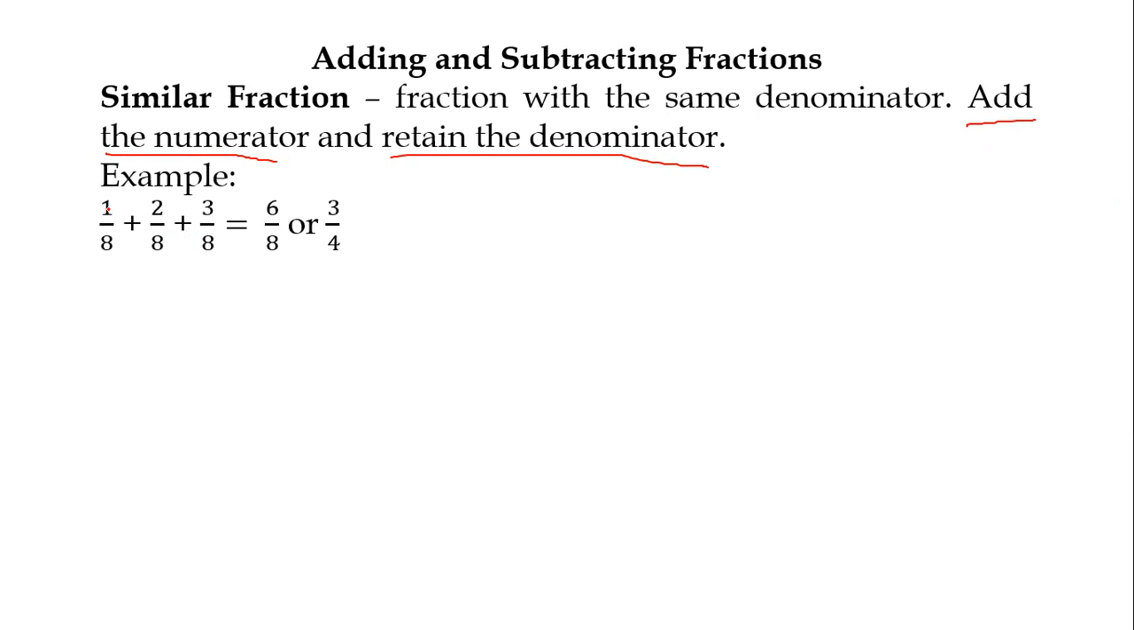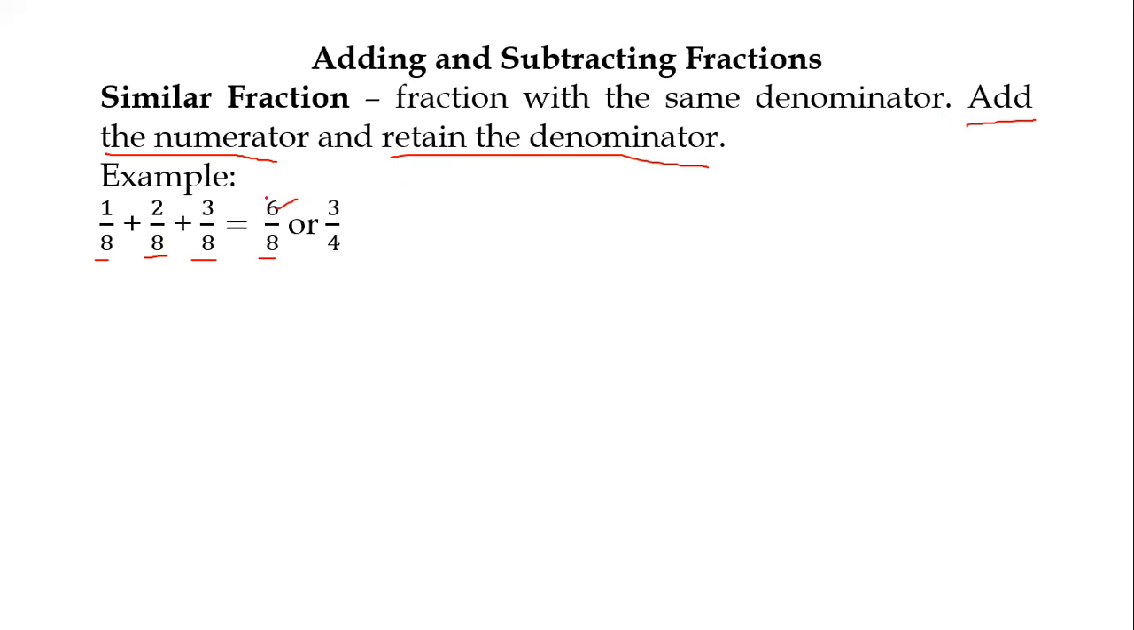As you can see, 1 over 8 plus 2 over 8 plus 3 over 8. They have similar denominators. So, the rule says, add the numerators. So, 1 plus 2 is 3, plus 3, that is 6. And then retain the denominator, or just copy the denominator.